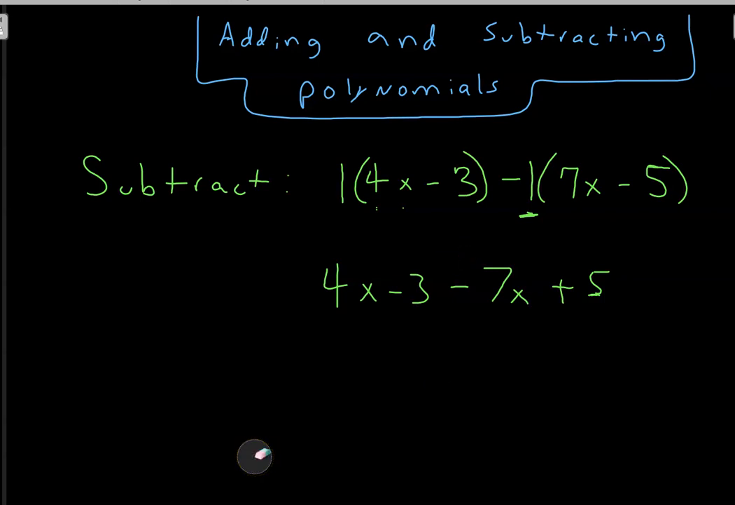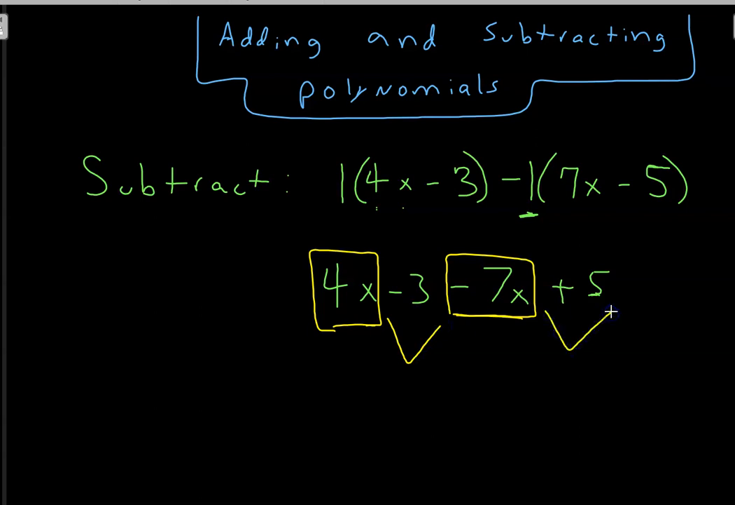And from there, we want to combine our like terms. So we have like terms that are here and here. When we say like terms, we include the term and the sign in front of the term. So 4x and negative 7x are like terms. And then negative 3, I'm going to use a little v underneath it, and positive 5 are like terms.